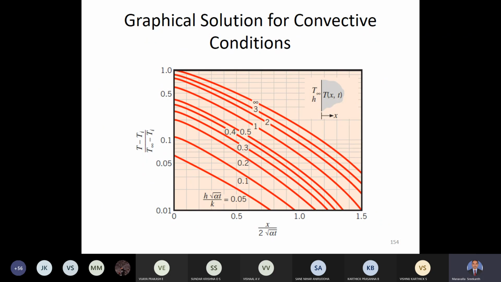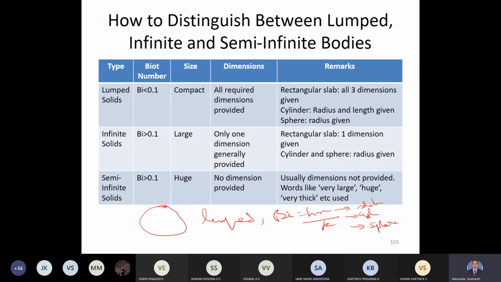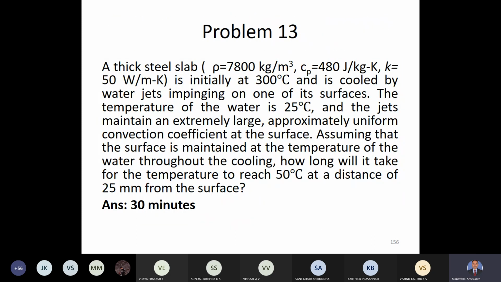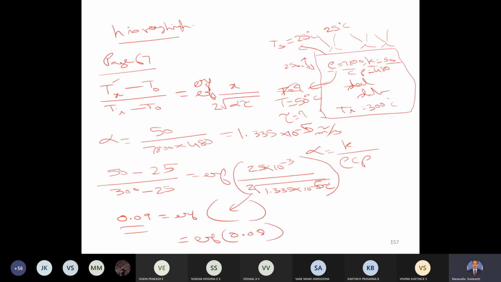You also have this graph in your data book. Do you have it? Yes, sir. Temperature distribution in a semi-infinite solid with convection boundary condition. In this, see here, h root alpha t by k, h is high, infinite. So this is the curve you need to use. And you know x by 2 root alpha t. You find this value, you know this value, both of them should meet somewhere on this curve. So you will have to figure out where it is. Try to solve this problem using both the equation and also the chart. So the first problem we actually solved using the equation.